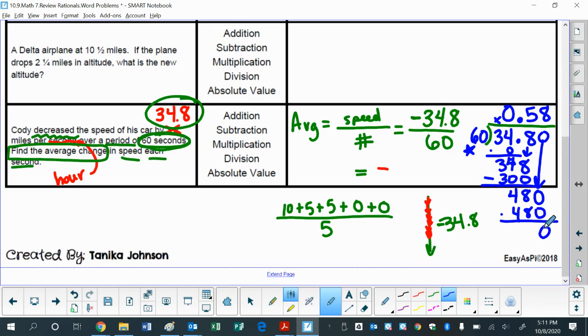leaving us with a change, and I'm going to write this answer in red and then, of course, circle it, a change of precisely 0.58 miles per hour each and every second. I'm going to write SEC for second. Sorry I wrote so big. But that is what we have, ladies and gentlemen.